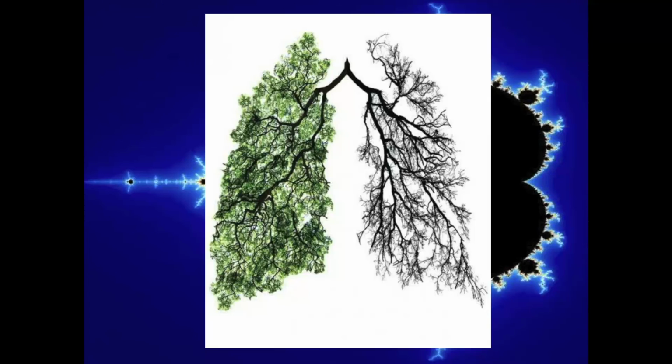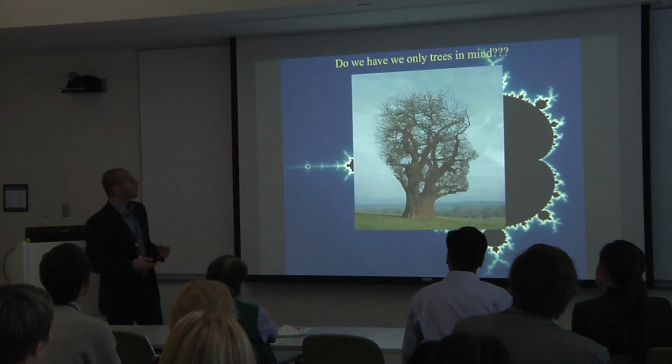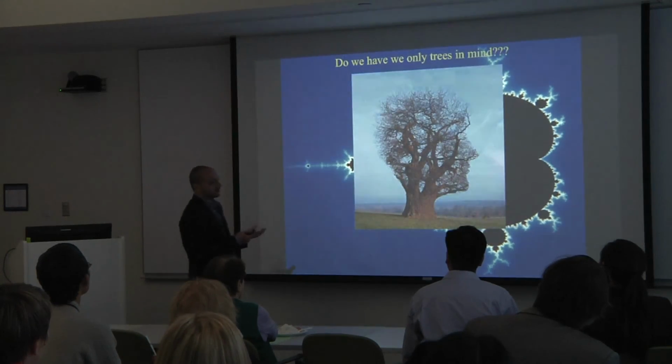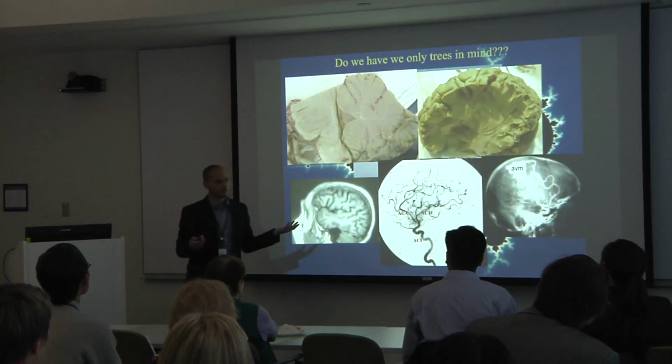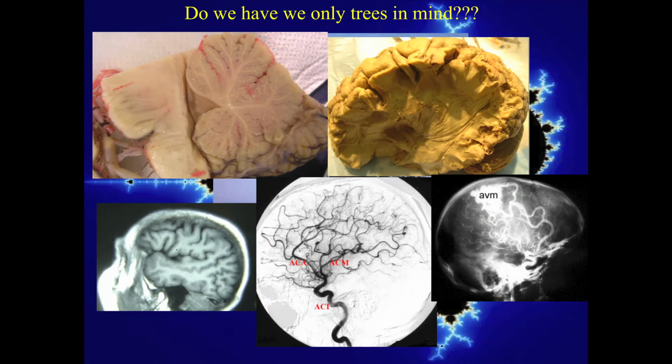And again, a very nice example: the bronchial tree and the botanic tree. They have a very similar pattern. It's a little bit like nature finds some rules, some cheap rules, and applies these rules to many different things in nature. So why am I always talking about arborization and trees? Do we have only trees in mind? Yes, why not? If you see the brain from an anatomical point of view, it has a lot of arborization.